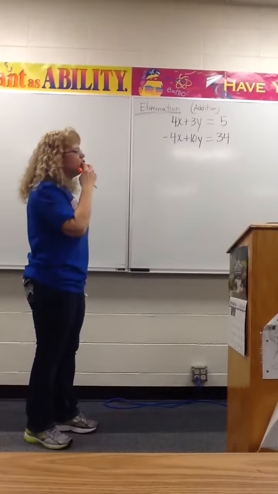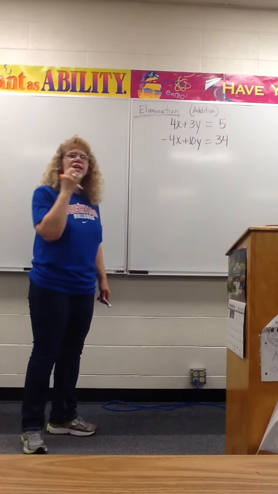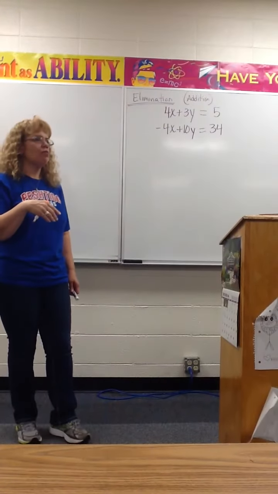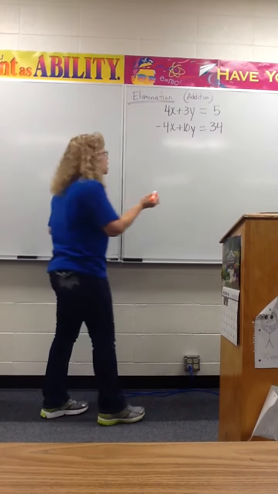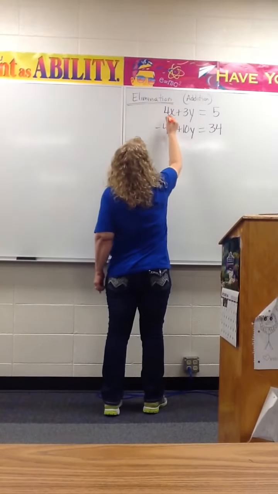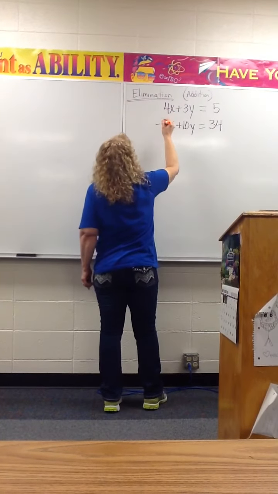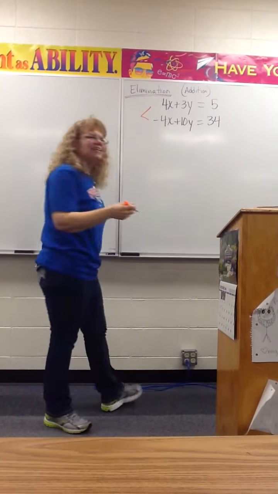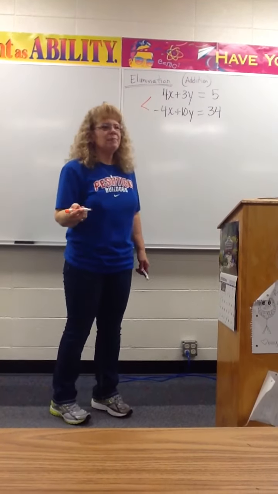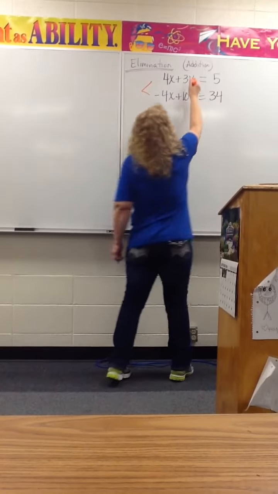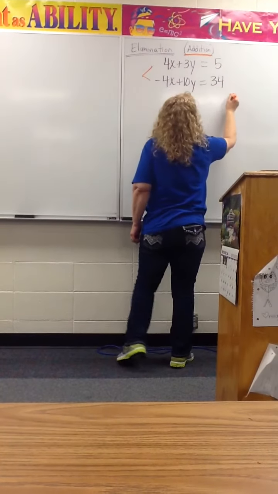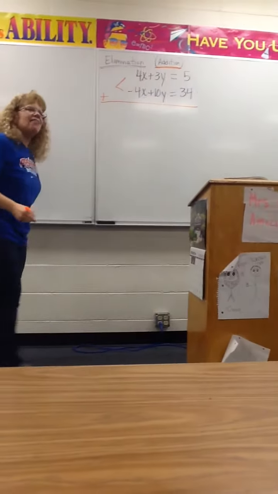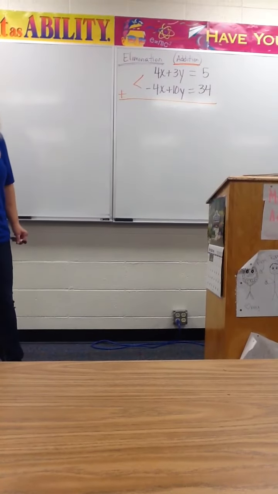With elimination, we're going to get rid of one of the variables. Doesn't matter which one, x or y, whatever one is convenient. What do you notice about these two values? They cancel. They're opposites, right? 4 and negative 4. So we are going to eliminate one of the variables by doing addition. Sometimes it's called the addition method. We're going to add those two equations together.